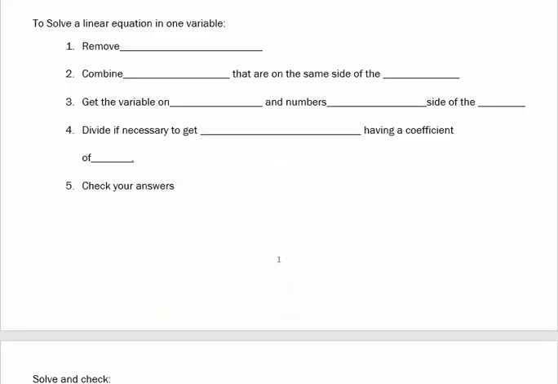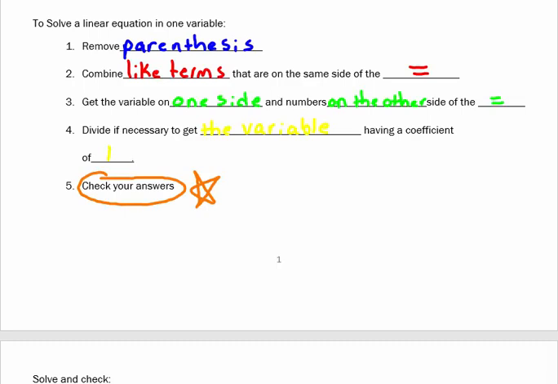To solve a linear equation in one variable, here are the steps to follow. Most of the time they will lead you down the right road. First step is to remove parentheses. Second step, combine like terms that are on the same side of the equal sign. Third, get the variable on one side and numbers on the other side of the equal sign. So all that means is to isolate the variable. Step 4, divide if necessary to get the variable having a coefficient of 1. And lastly, check your answers.